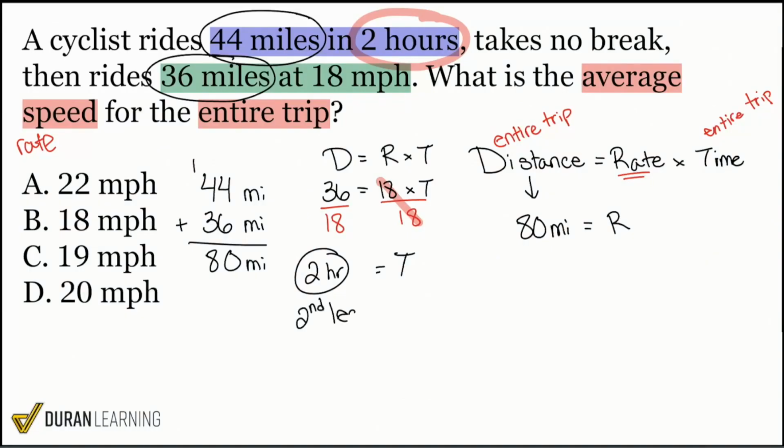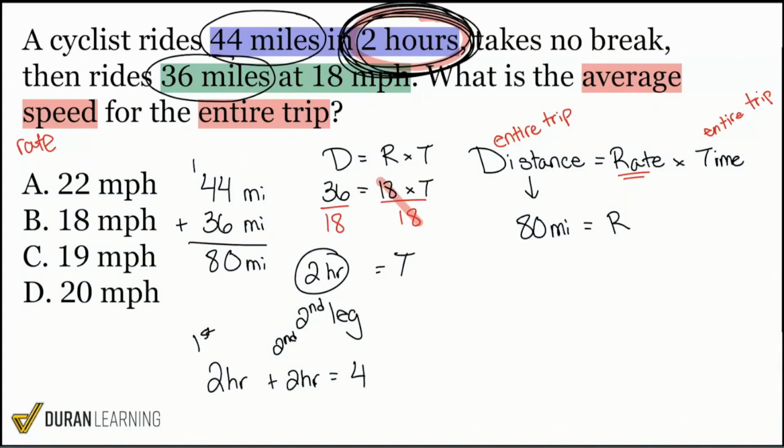And then for that first leg, everybody, what was that time again? Right there, that's 2 hours. So the first leg was 2 hours. The second leg was 2 hours. We add all of that together and we get the entire trip's time, which is 4 hours. Now that we have that, now we're in business because we'll plug in the time right here. 2 hours, nice and easy. And everybody, what is the last operation we'll use here to get the rate by itself?